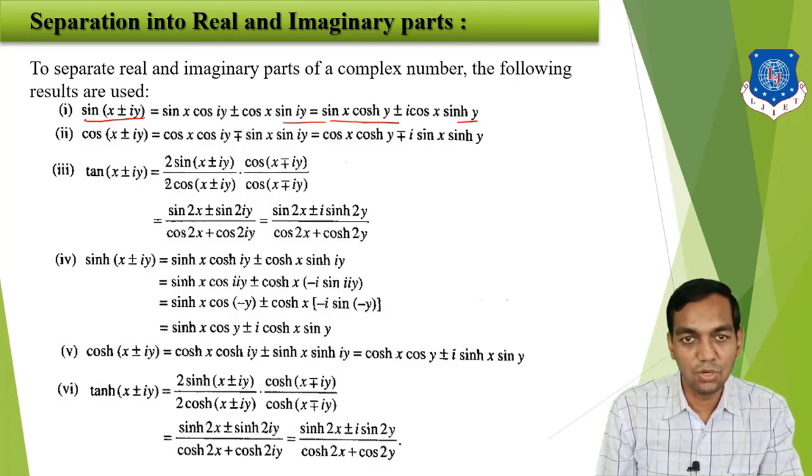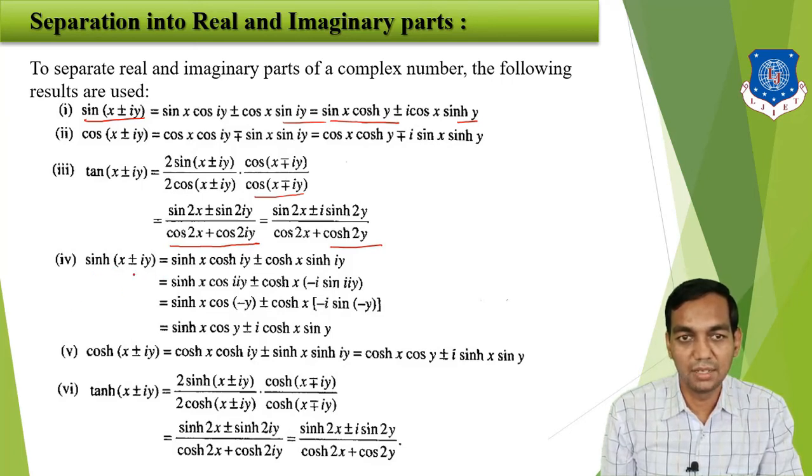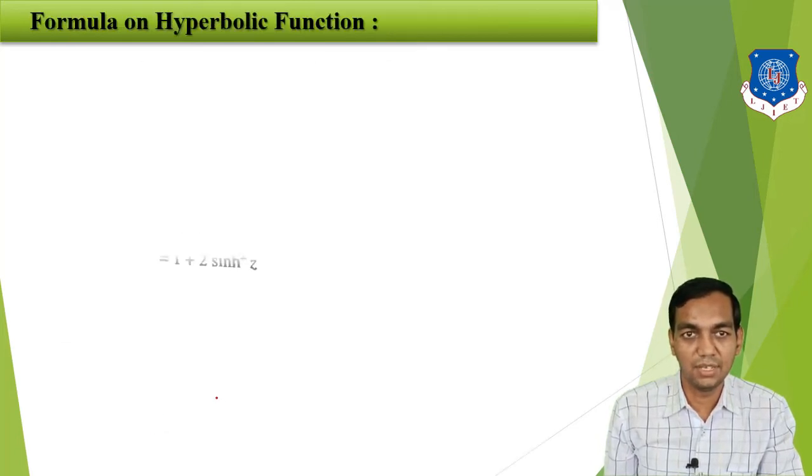Now in tan, what we have done is we have multiplied with the conjugate of the denominator. So if you multiply with the conjugate of the denominator, then the denominator is simplified in the form of cos 2x plus cos 2iy, and cos 2iy is nothing but cos hyperbolic 2y. In the same manner, for sin hyperbolic of x plus iy, the method is the same. Okay, cos hyperbolic and tan hyperbolic. So we are going to use this formula whenever required.